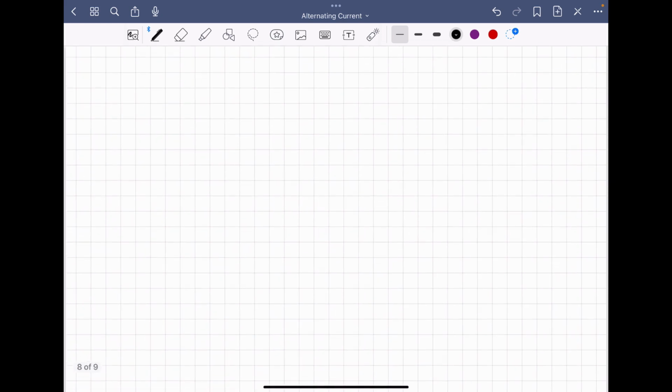Yes or no? Then see, in place of E, we can write E naught sin omega t. Yes or no? E naught sin omega t equal to L di by dt, or we can write di can be written as 1 by L or E naught by L sin omega t dt. Okay, you got it now. Then let us just find out I. So to find I, we have to integrate on both sides.